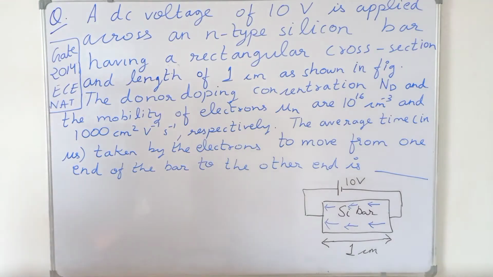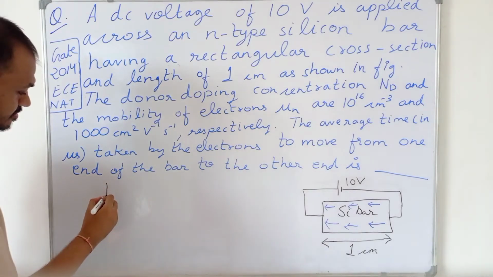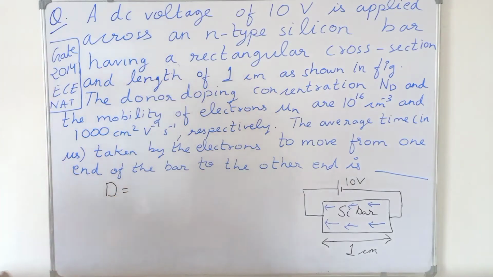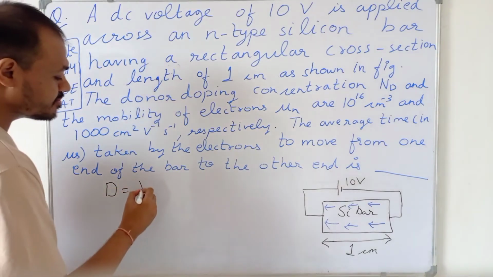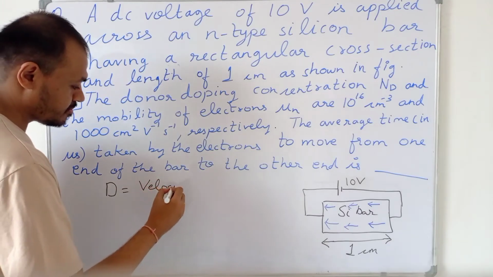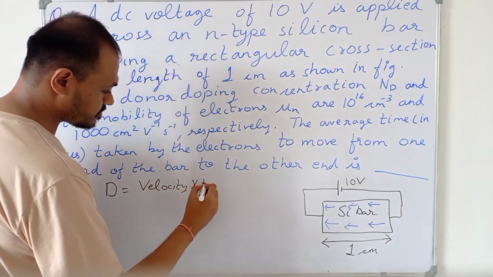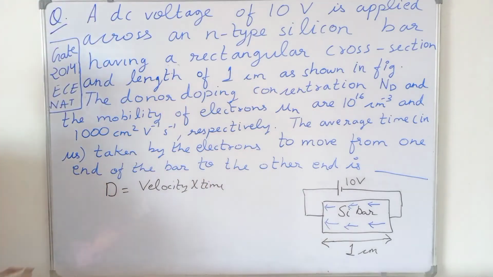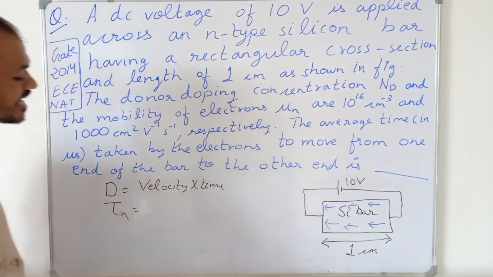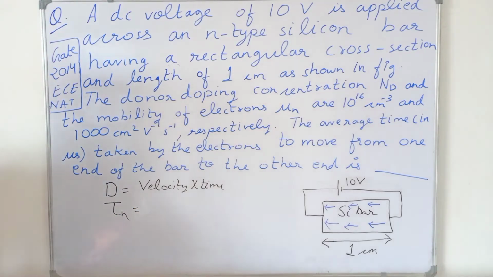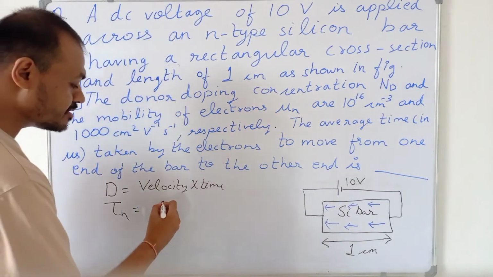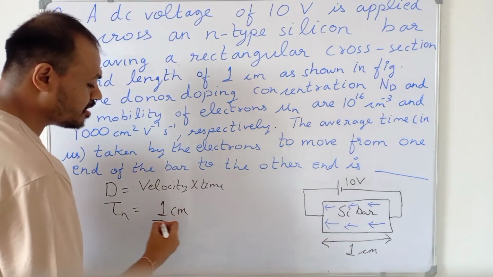So obviously the distance traveled is given by a simple formula. The distance traveled is given by velocity into time. So we have to find time. So we have to find tau n, that is the average transit time. So it will be equal to distance upon velocity. So distance is 1 centimeter. So 1 centimeter upon velocity.